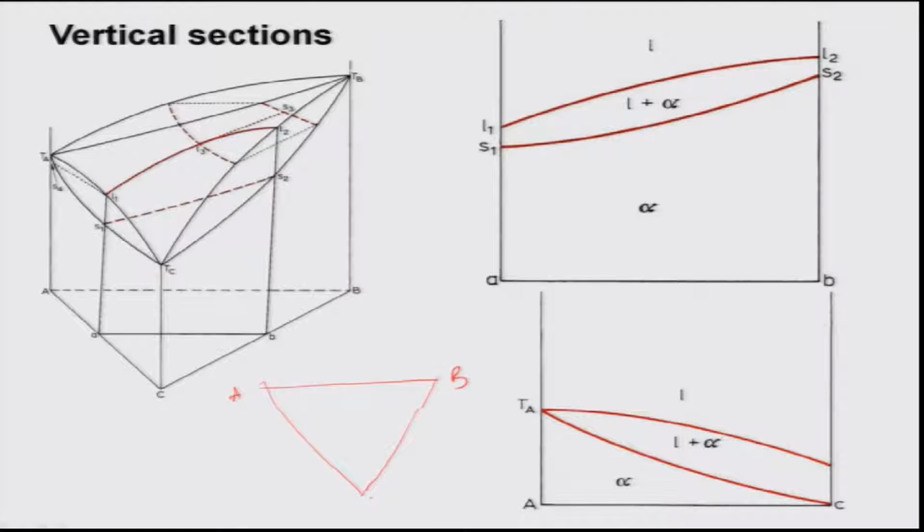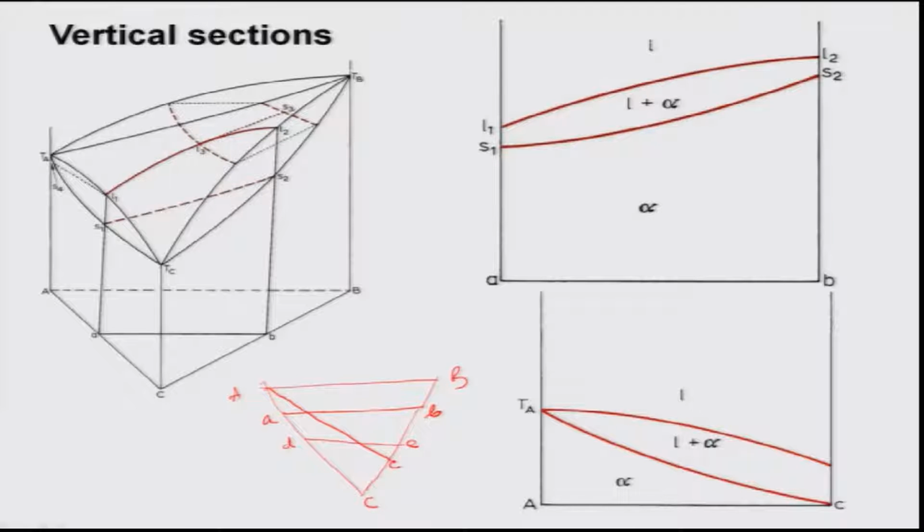Suppose this is my Gibbs triangle, and I can take vertical sections parallel to one of the sides like this. This is, suppose, AB. I can also take a vertical section starting from one of the corners, like this, capital A to small c. Also, I can take a vertical section at a little bit of an angle, DE. There are three important vertical sections we normally take. The first one, along AB, is shown here.